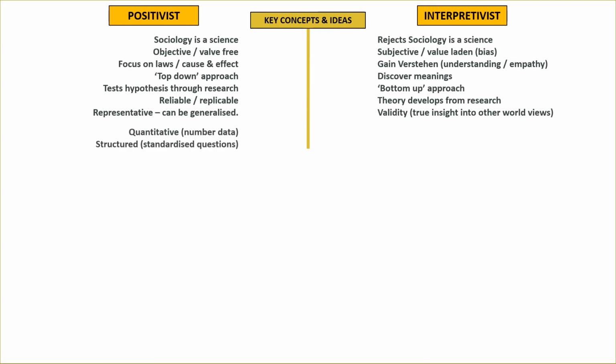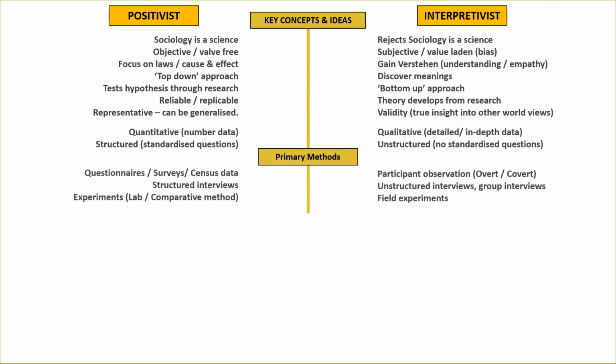As I mentioned, positivists are all about number data, quantitative data that's structured, standardized. Interpretivists are all about qualitative data, again, getting that validity, that Verstehen, that insight. So often unstructured or no standardization to their research. The primary methods that each group use vary as well. Positivists tend to favour questionnaires, surveys, structured interviews, experiments in the labs or the comparative method. Interpretivists prefer participant observation, unstructured interviews, field experiments. When it comes to non-participant observation, positivists will give you more structured, interpretivists unstructured.